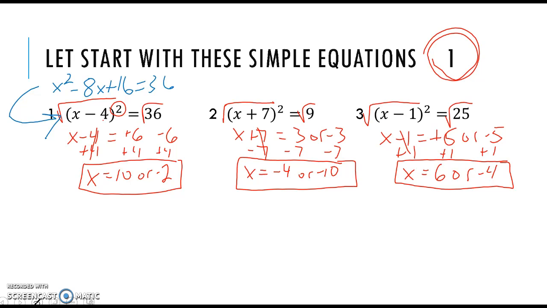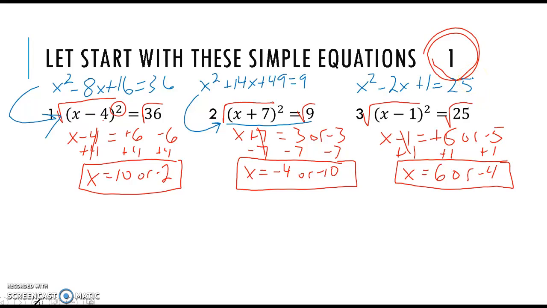Number 2 would not start off looking like this. Number 2 would start off looking like this. It'd be x squared plus 14x plus 49 equals 9. And you would end up writing it like this. I'm not going to tell you how to do that. You're going to have to figure that out on your own. Number 3 would look like this. It would be x squared minus 2x plus 1 equals 25.